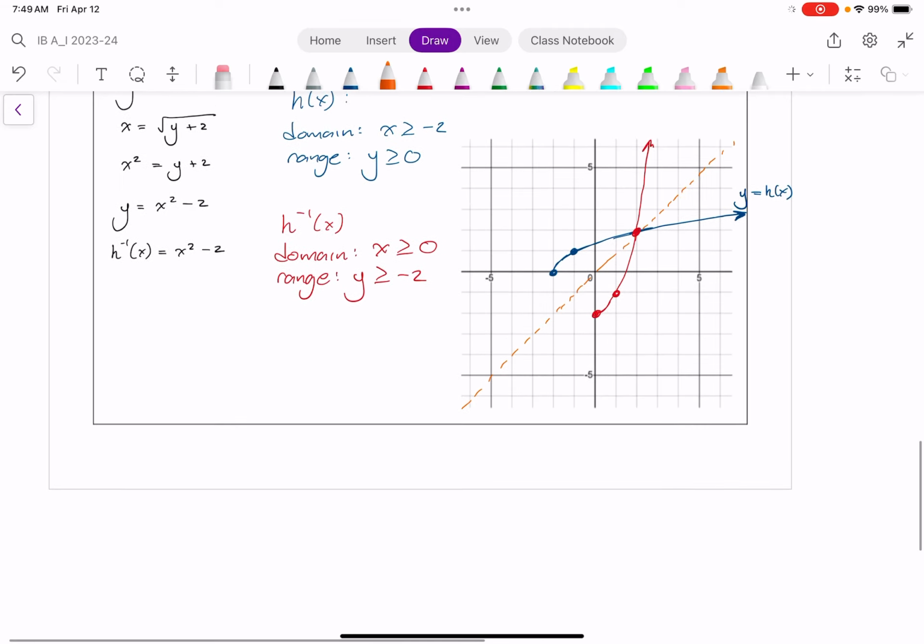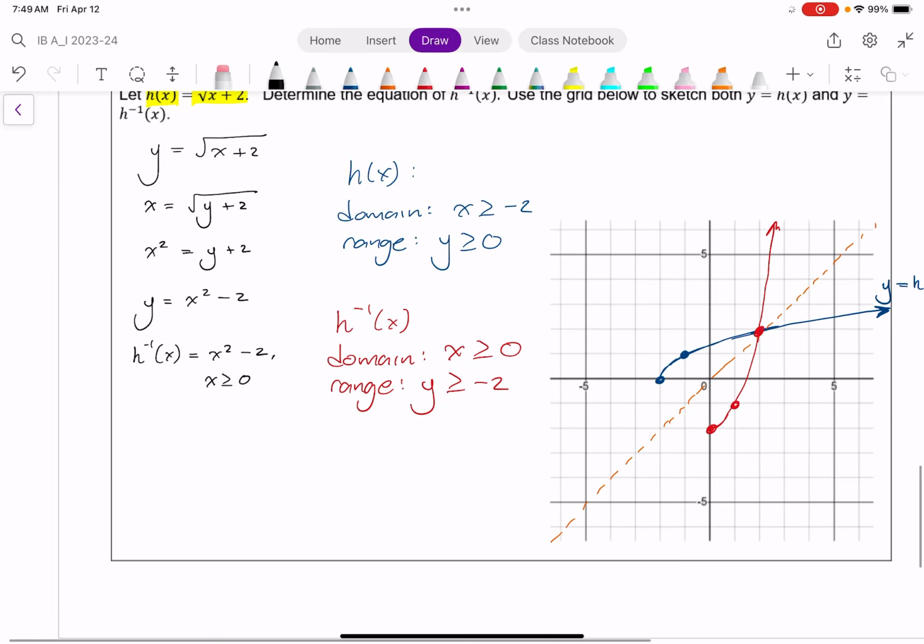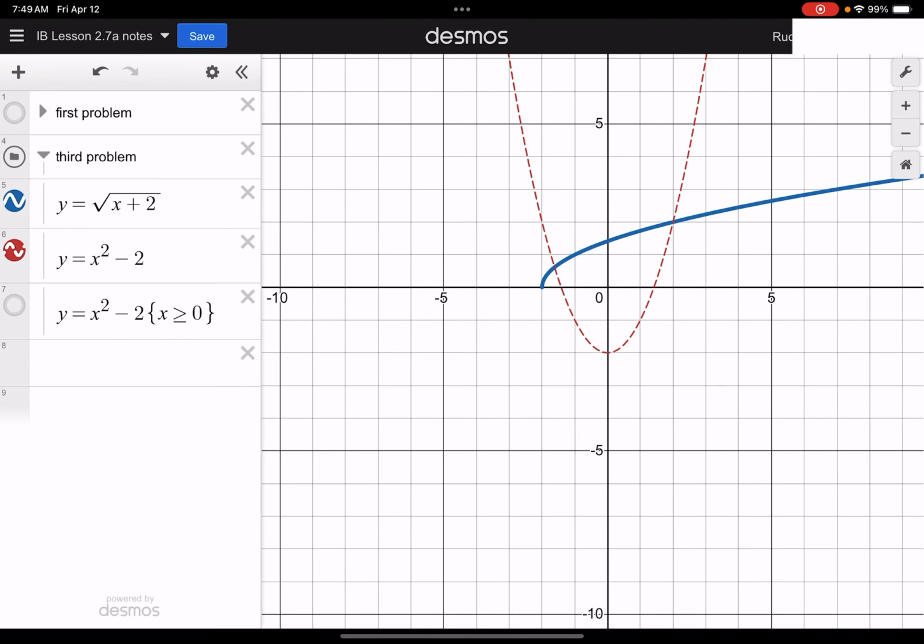So going back here, if I go to my inverse, I really need to just adjust and add on, make an amendment to this: the inverse of h equals x squared minus 2, where x must be greater than or equal to 0. And now this is fully correct. And now if I also look back into Desmos here, I'll turn this one off and turn this on, and I have the same thing.